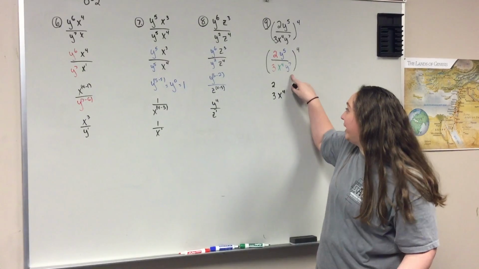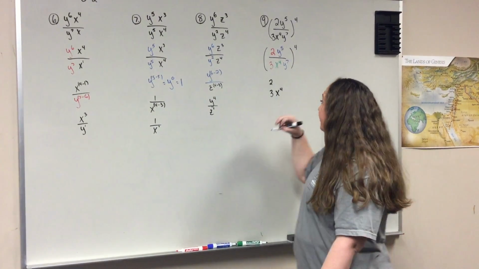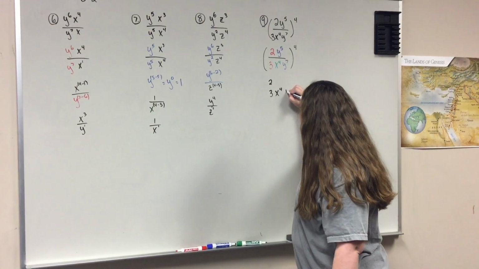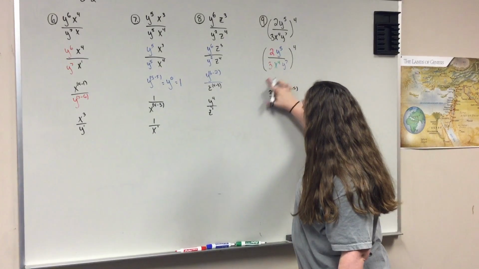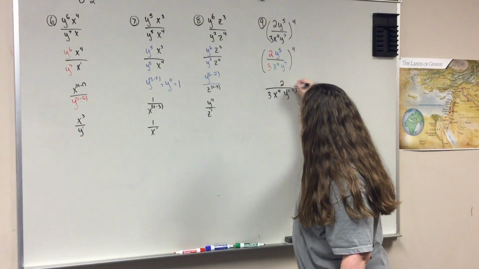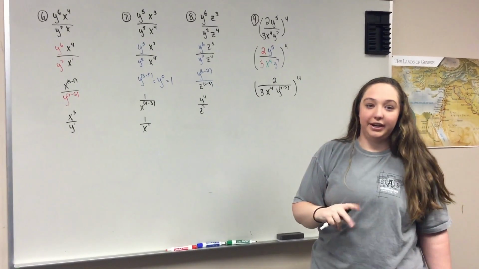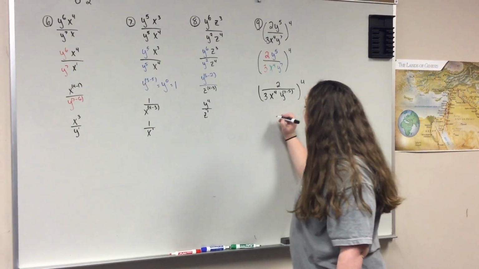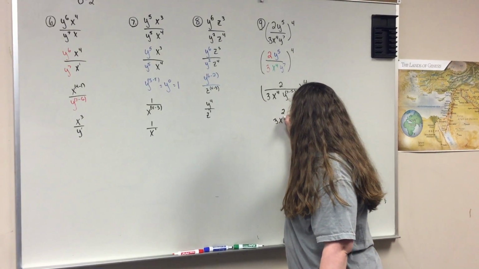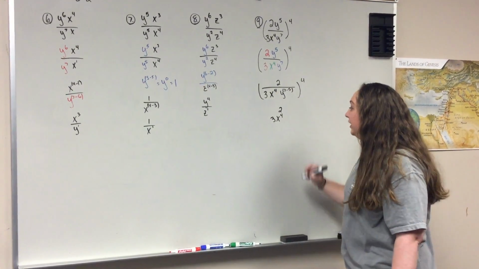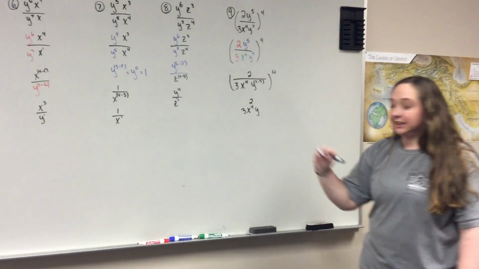So then we have a y to the 7th on bottom and a y to the 5th on top. So that tells me that it's going to be on bottom, and then it's going to be 7 minus 5. So this 2 is going to be the only thing on top. And then we have our parentheses to the 4th power. So then we have 2 over 3 x to the 4th power, and then we have y, 7 minus 5, and that's going to be squared.